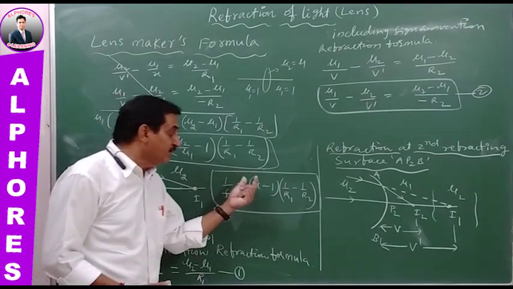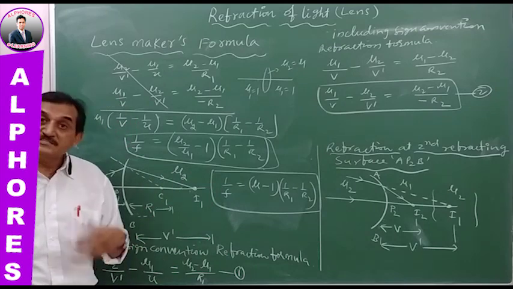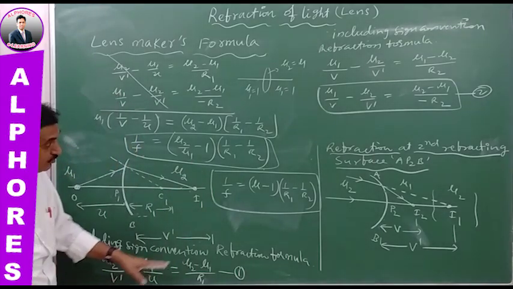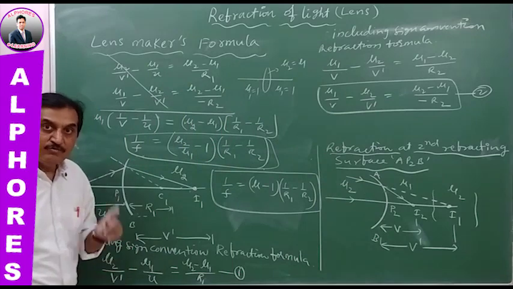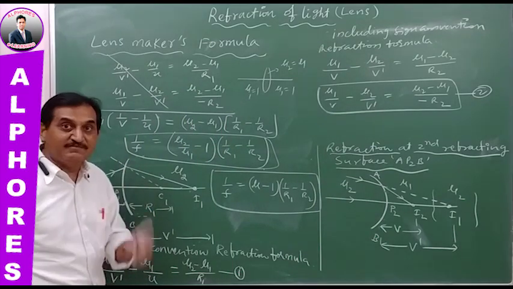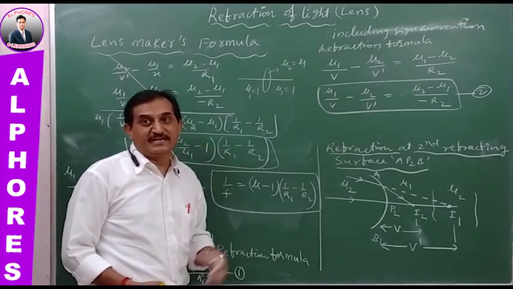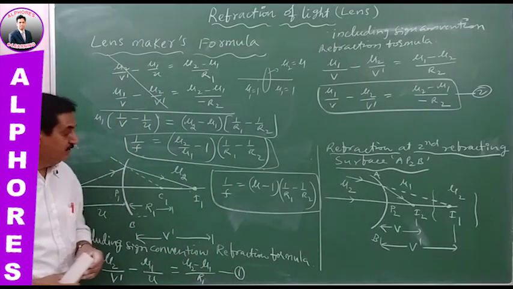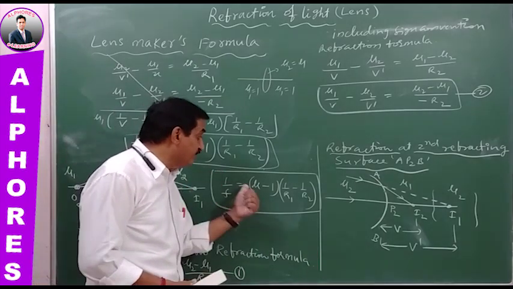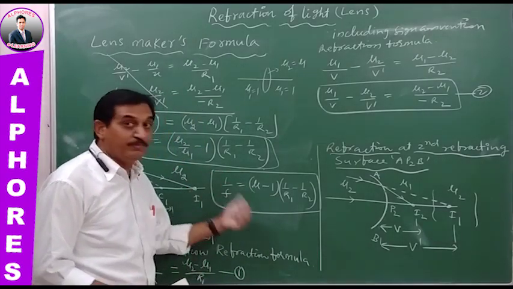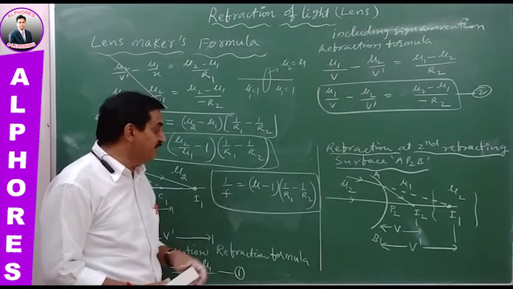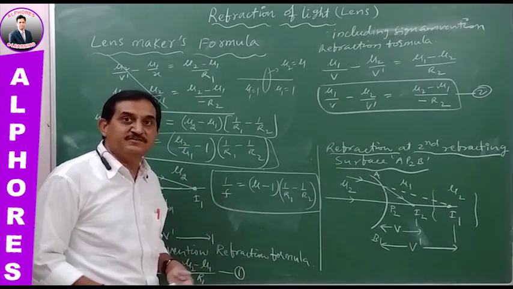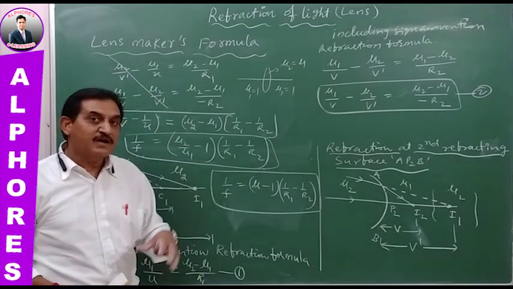Now, whenever you are using this lens maker's formula in solving problems, we should apply sign conventions one more time. Sign conventions are already used in deriving the formula, so one time is over, and again while solving the problem we should go for the second sign convention. Why? Because the lens maker's formula is the same for convex and concave lens. Therefore, when you solve the problem without using the second sign convention, you may get the same answers. That is definitely wrong, because a convex lens gives one kind of result and a concave lens gives another.